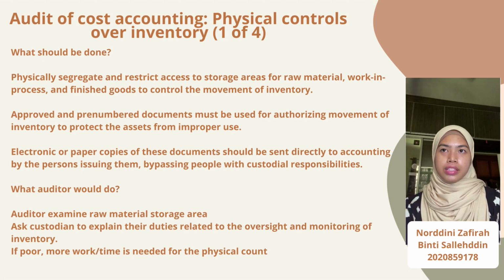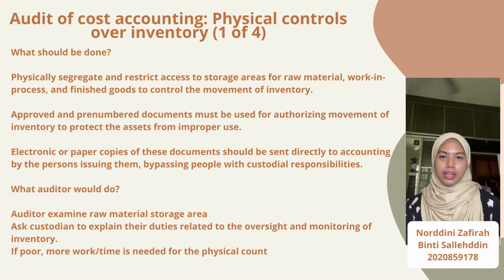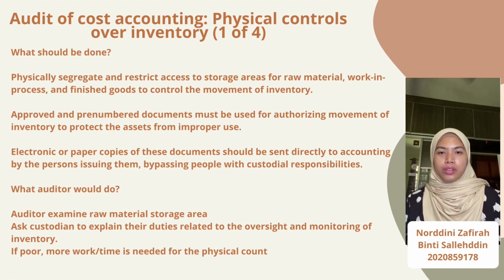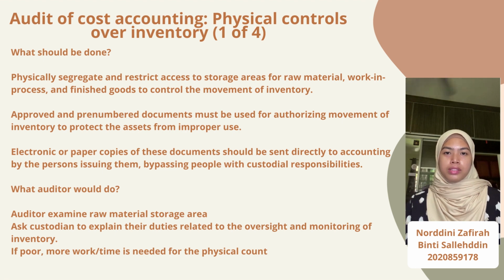First is to physically segregate and restrict access to storage areas of raw materials, work in process, and finished goods to control the movement of inventory. Next, approved and pre-numbered documents must be used for authorizing movement of inventory to protect the assets from improper use. Electronic or paper copies of these documents should be sent directly to accounting by the persons who issued them, bypassing people who have custodial responsibilities.